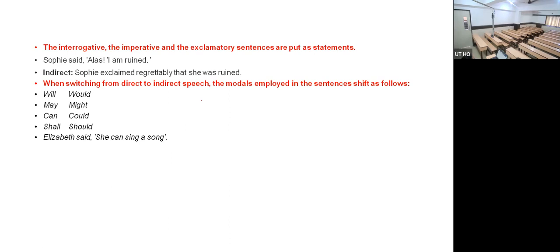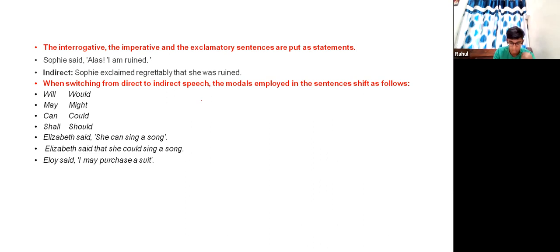Now suppose we have the sentence, Elizabeth said, "I can sing a song." Can will change to could. Elizabeth said that she could sing a song. We will not say Elizabeth said that she can sing a song. Right? Now Ellen said, "I may purchase a suit." May will change to anyone? Might. Might. Very good.